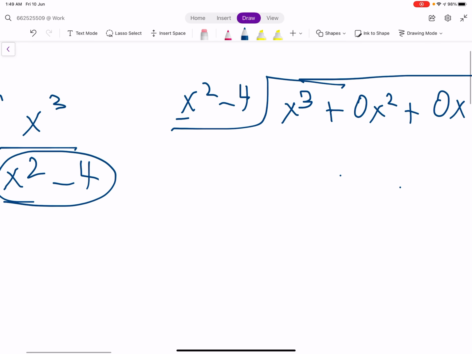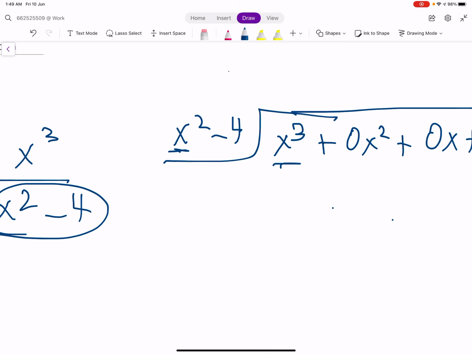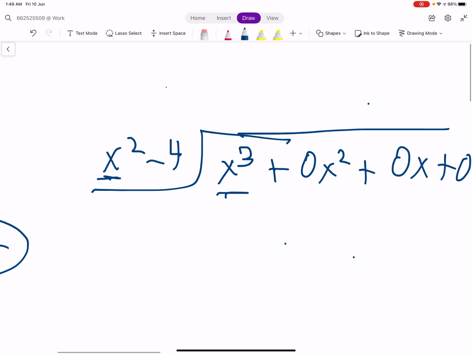You have to look at both first terms. You must ask yourself, what should I do to x squared to make it equal x to the power 3? What is a thing or a number or a term that I can multiply x squared by so it can be equal to x to the power 3? I think you figured this out. It will be, of course, x. And then we will multiply the quotient that we found, which is x, by the divisor, which will give us x to the power 3 minus 4x. That's it.